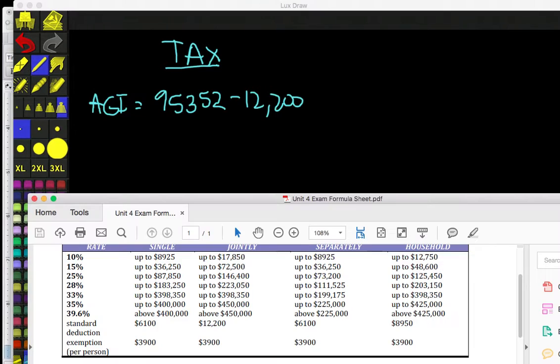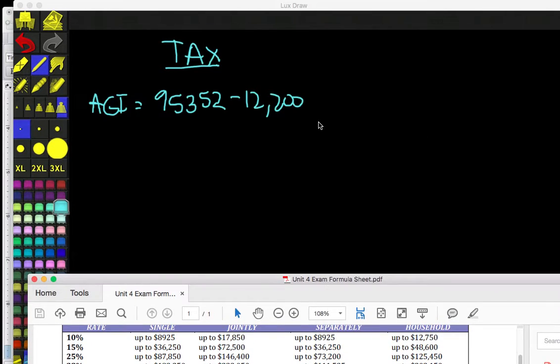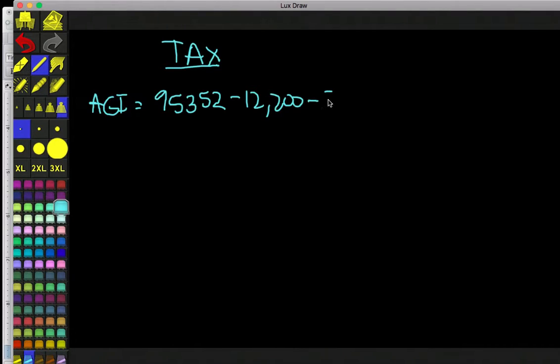Okay, that's the standard deduction. Then they also get one exemption per person. So there's 2 of them. They don't have any children. There's 2 of them, so we're going to do 3,900 times 2. We can just do it this way, minus 3,900 minus 3,900, right? 1 for each of them. Okay, that should give me my taxable income. So let's calculate that.